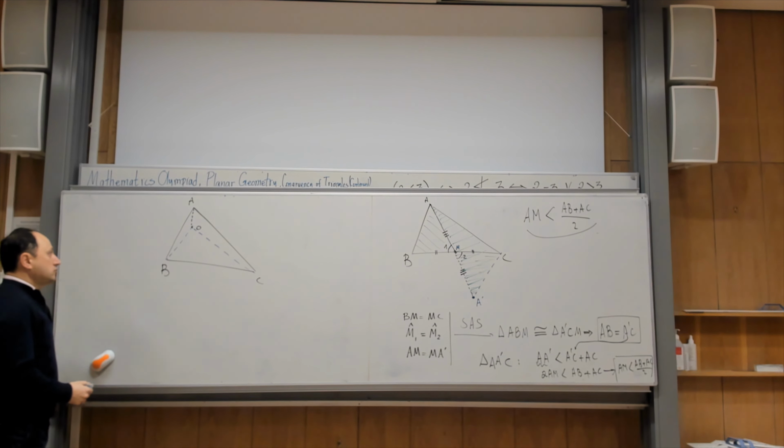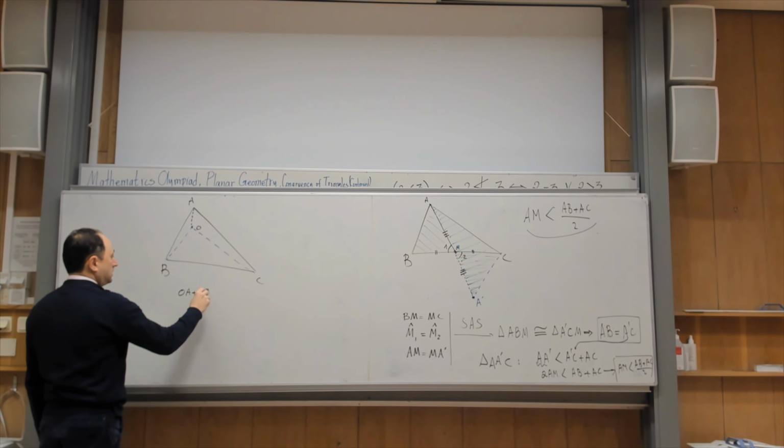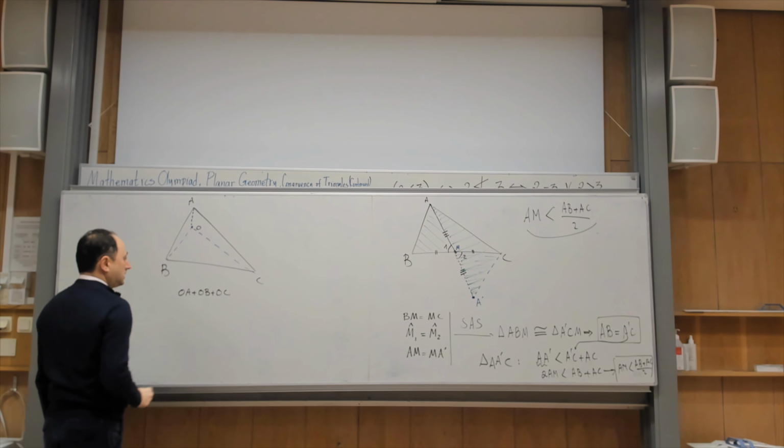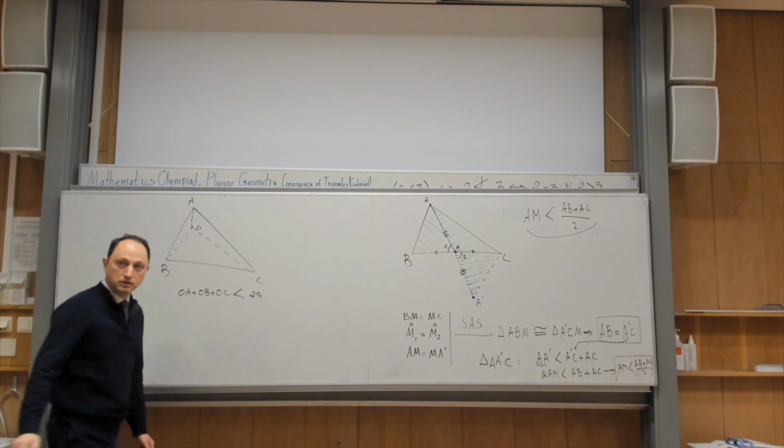I want you to show that OA plus OB plus OC is less than the perimeter of this triangle. And the perimeter is denoted by 2S.